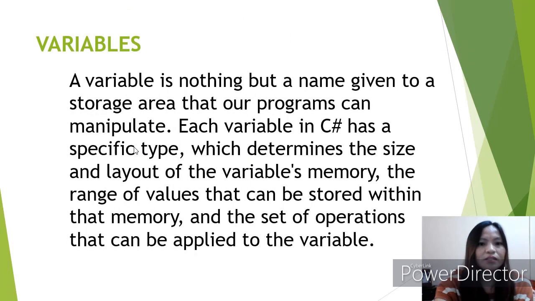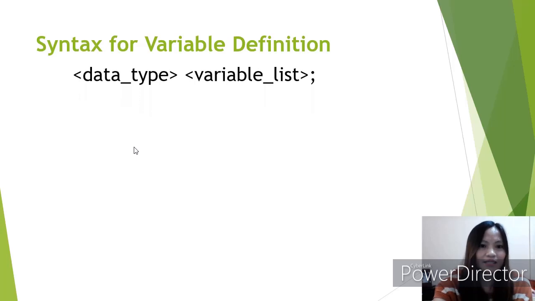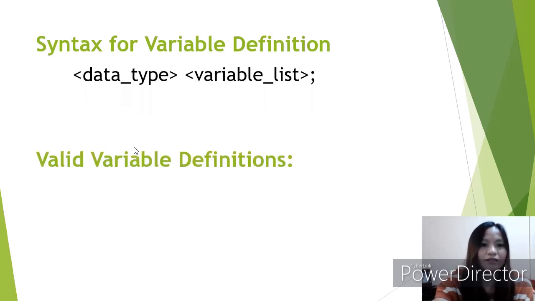Then, variables, from its root word vary, its value can change depending on your input. So, variable is user defined, so it is an identifier. You are the one who will give name to variable. The syntax is like that: data type, space, variable list, semicolon. These are valid variable definitions. So, int i, comma j, comma k, semicolon. As well as this one, as well as this one.